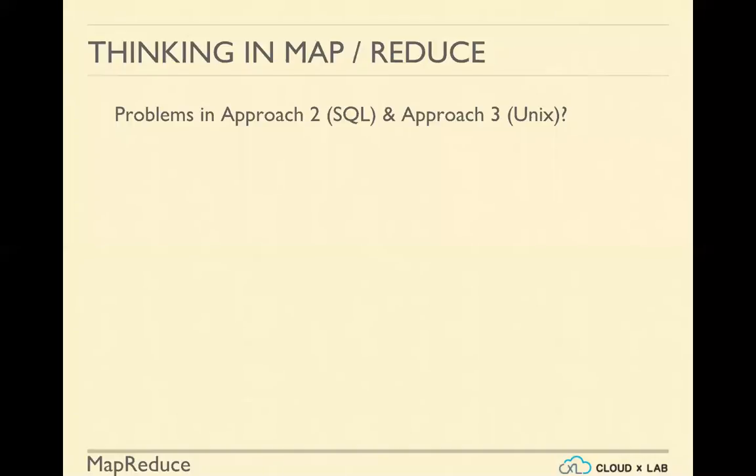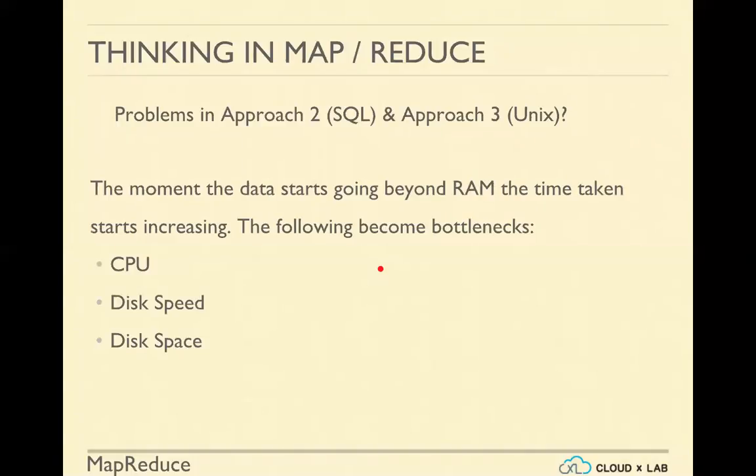That's right, Noor. So in case we are constraining the memory, in both the approaches there will be too many disk reads, and it will also affect the CPU cycles. Wonderful set of answers. So the moment data starts going beyond RAM, the time taken starts increasing, and the following become the bottleneck: CPU, disk speed, and disk space. So basically these three become the bottleneck.